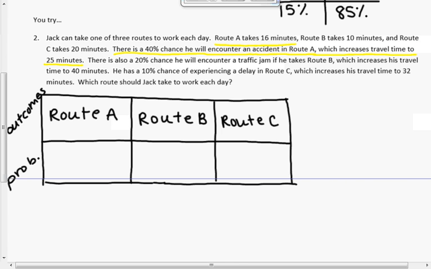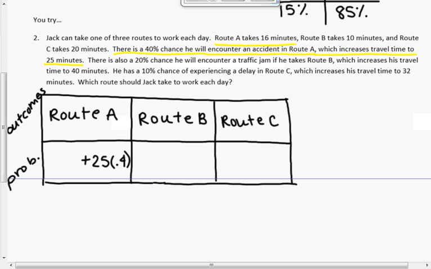So I'm going to start figuring out what is going into probability. It says there's a 40% chance that this person is going to get into traffic. And if they get into traffic, it's going to be 25 minutes. So 25 minutes, 40% is 0.4. Okay.